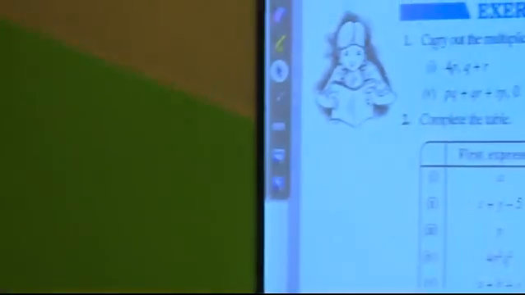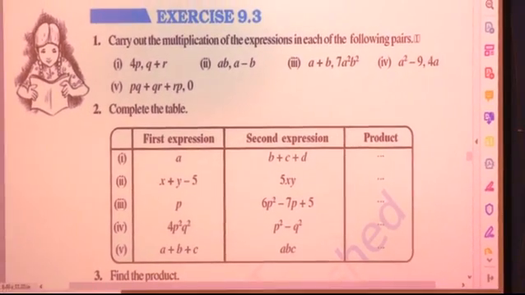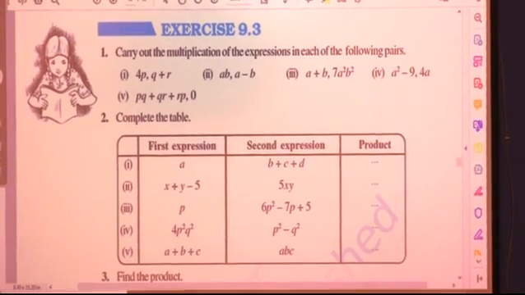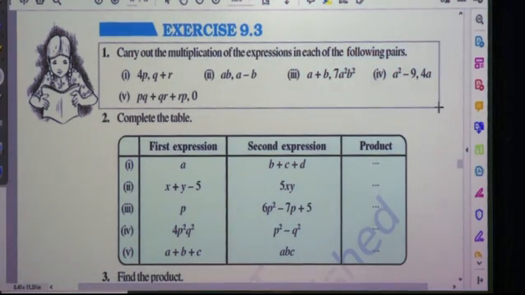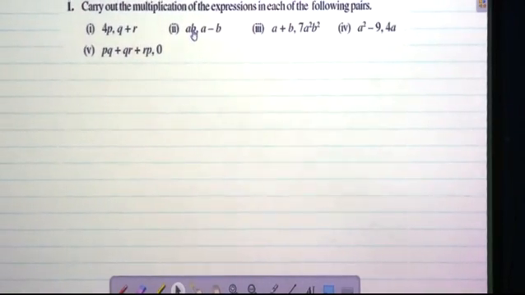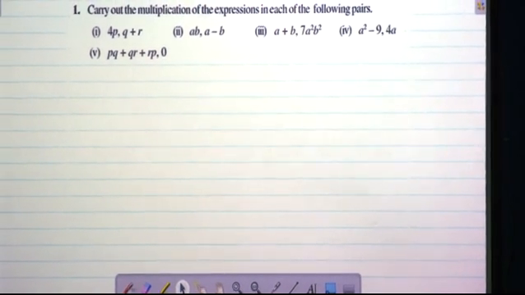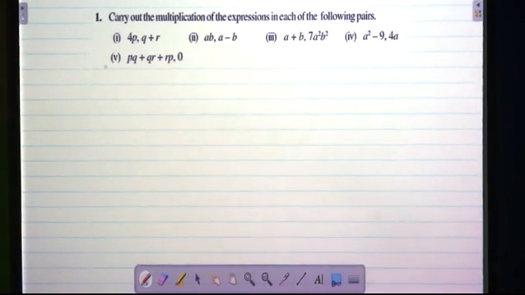What is mentioned here in this exercise? In the first question, they have mentioned carry out the multiplication of the expressions in each of the following pairs. There are 5 sums. We shall take this question on our page so that we can solve it. The question is carry out the multiplication of the expressions in each of the following pairs. Let us solve it. Now, the first sum.